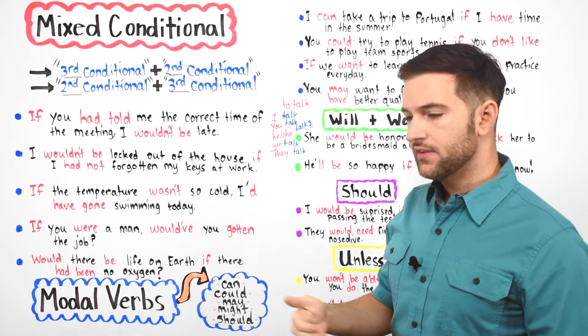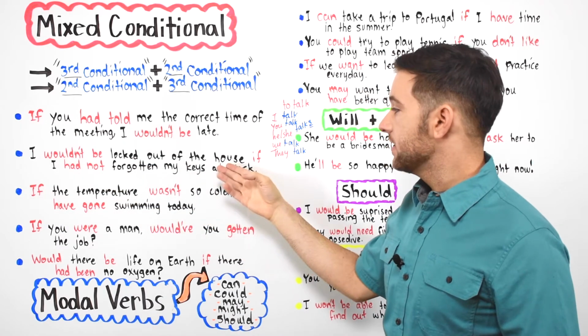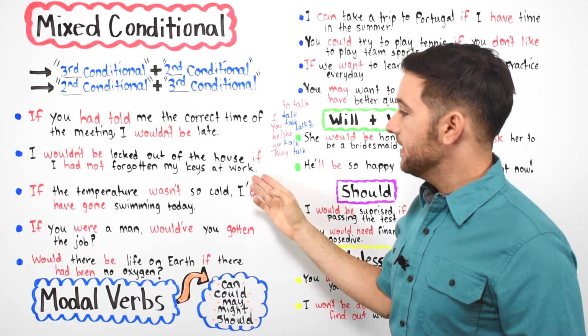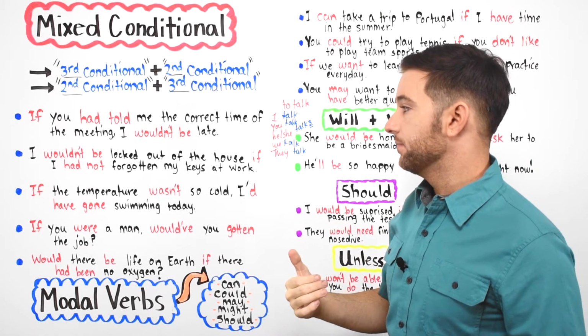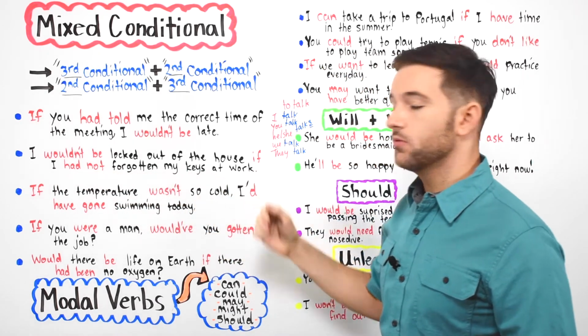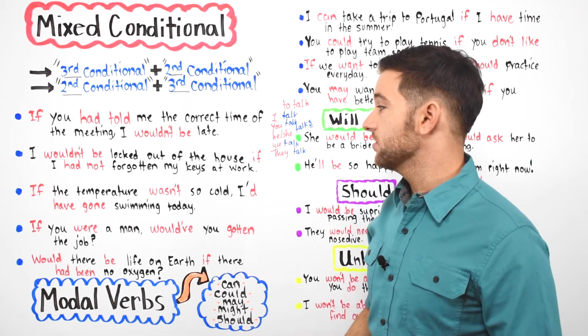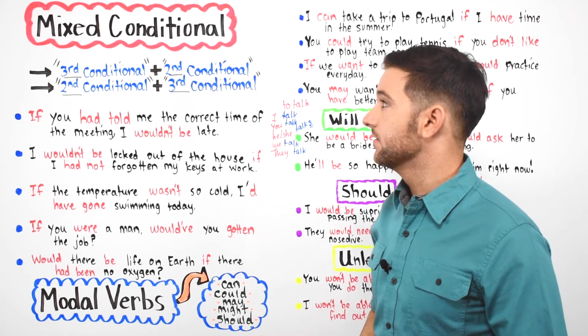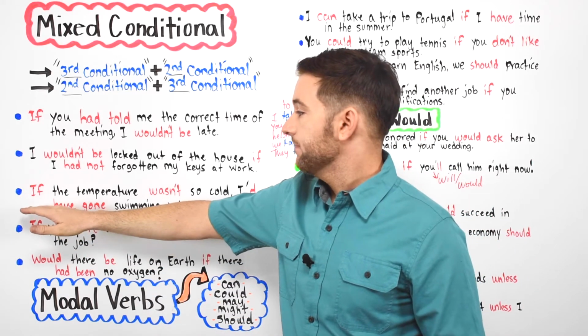But if something happened in the past that caused you not to be locked out of the house, then the result today would be that you would be inside the house. But what happened? You had forgotten your keys at work. That's what happened. So you forgot your keys at work, and as a result, you were locked out of the house. Okay? Let's go ahead and look at another one.